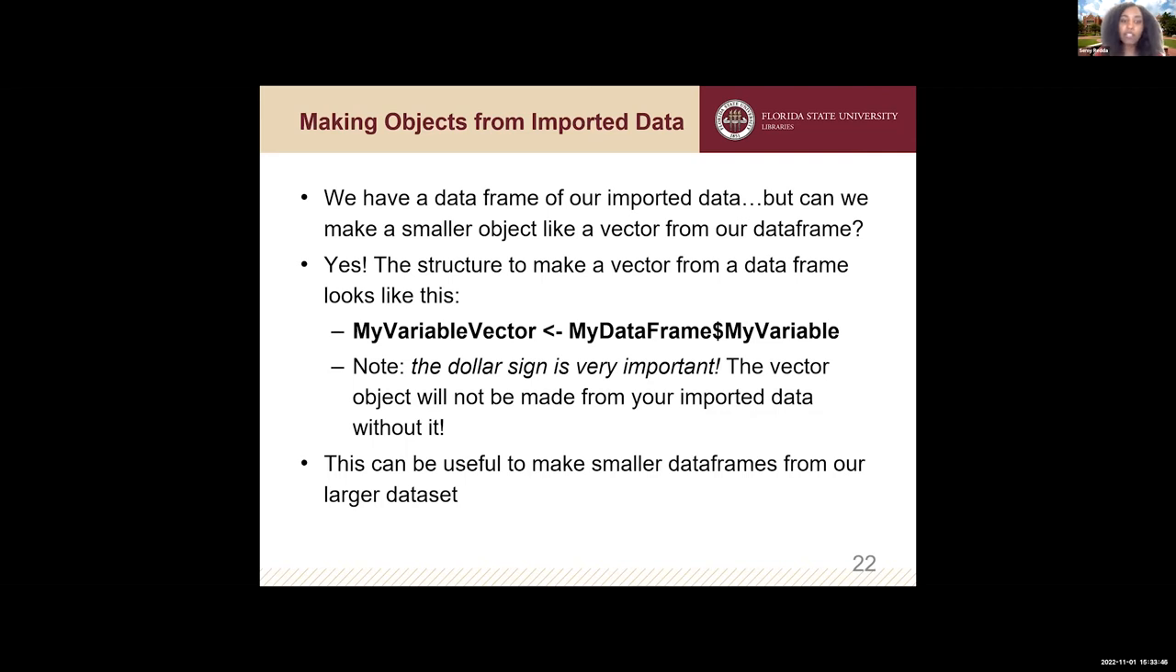And on the other side of the arrow, you would put the name of the data frame with a dollar sign, no spaces, and the name of the variable that you want to turn into a vector. And you can even combine these vectors to make another data frame and so on. So you would write the name of the object you want to create, less than dash, the name of your data frame, a dollar sign, and then your variable name.